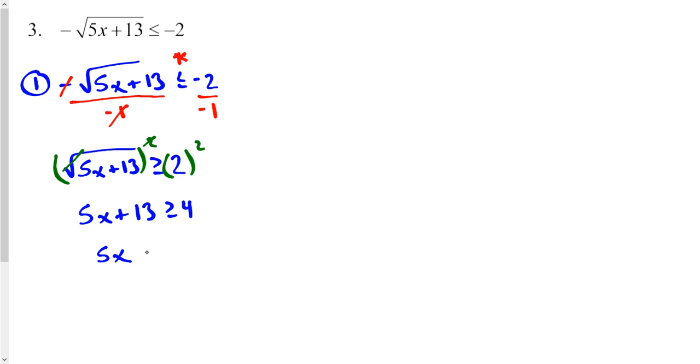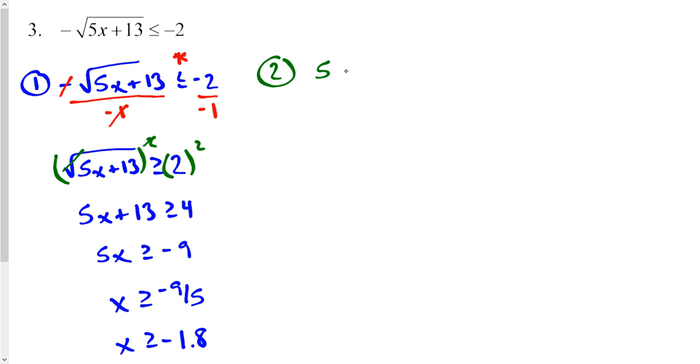So 5x is greater than or equal to negative 9. So x is greater than or equal to negative 9/5, which if you wanted to write that as a decimal, you would say that x is greater than or equal to negative 1.8.